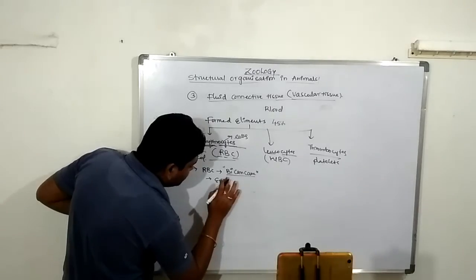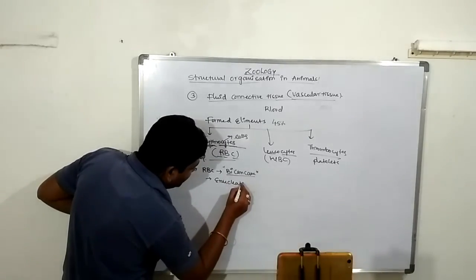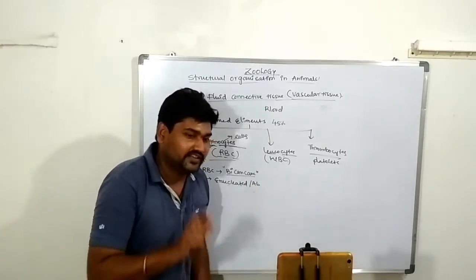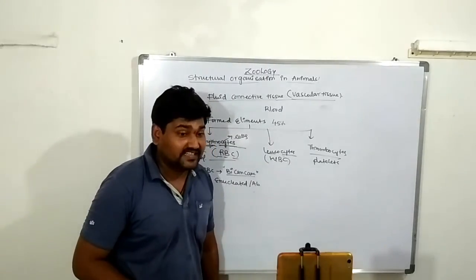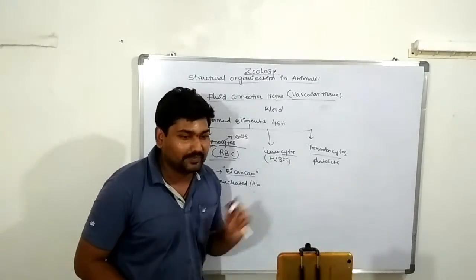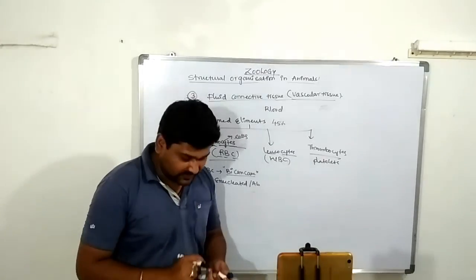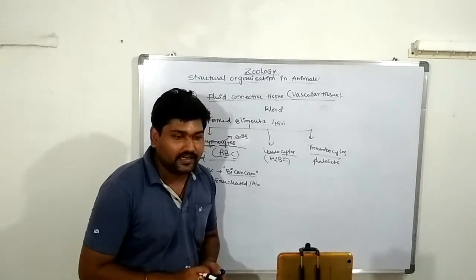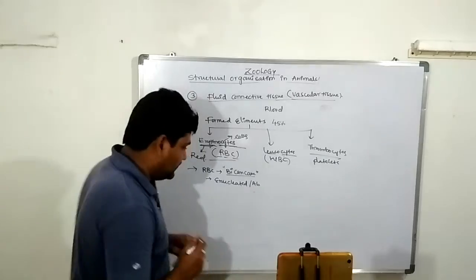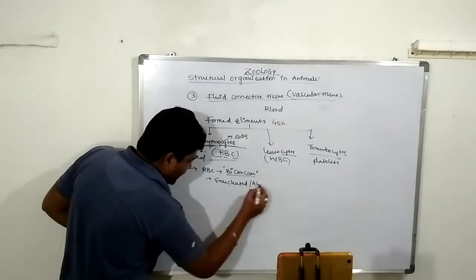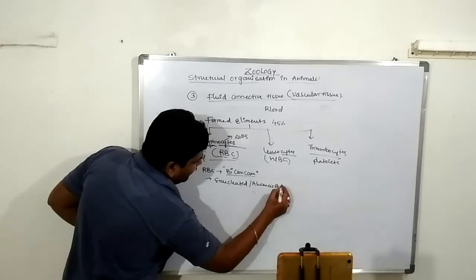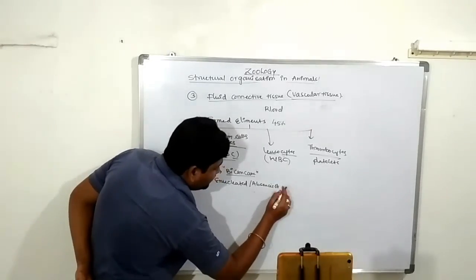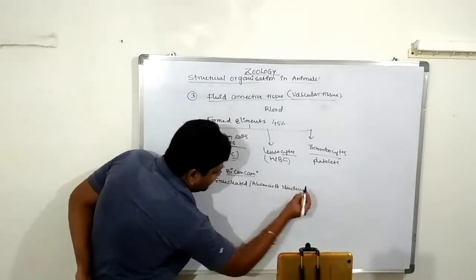Enucleated means there is an absence of nucleus. So the RBC doesn't have any nucleus. Which organisms have nucleated RBC and which have RBC without a nucleus? I will give the best examples: the camel and the frog, amphibians, both contain nucleated RBC. So these are biconcave and enucleated, with an absence of nucleus.